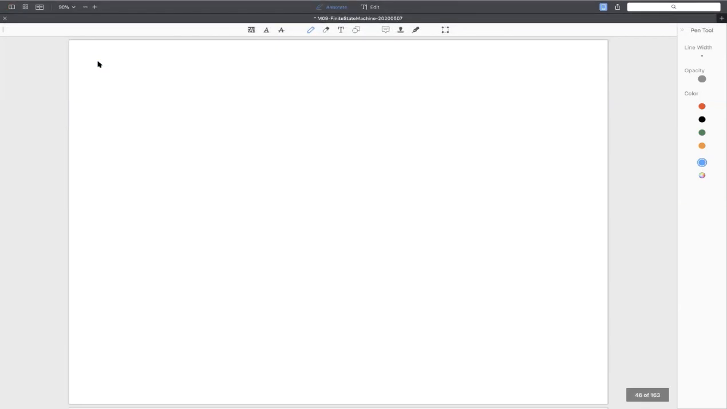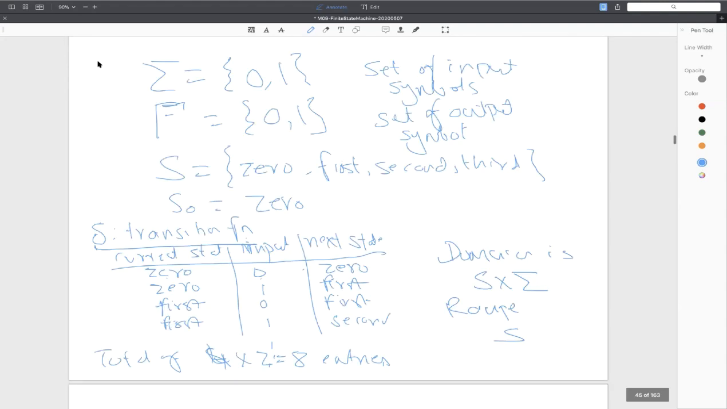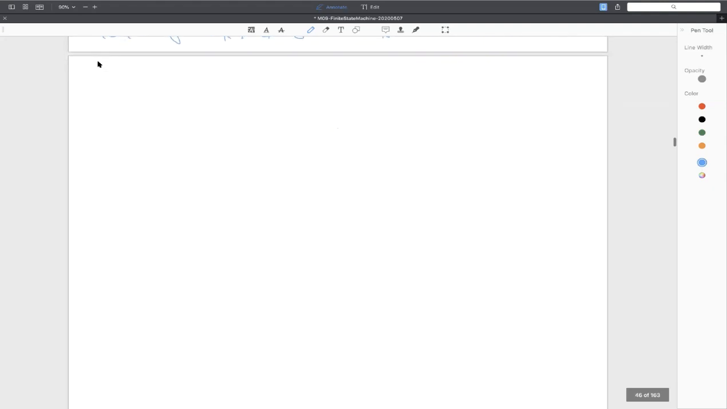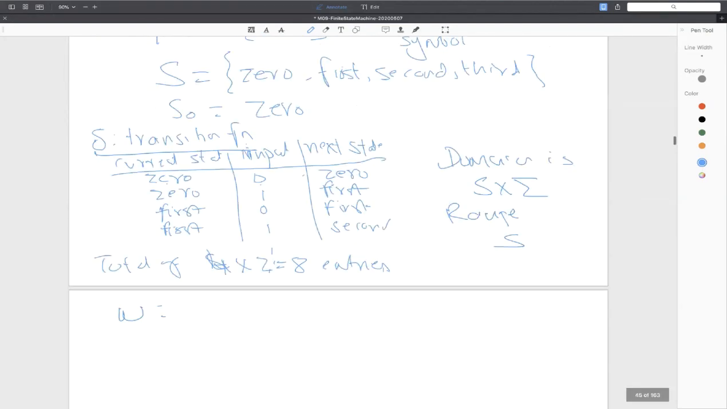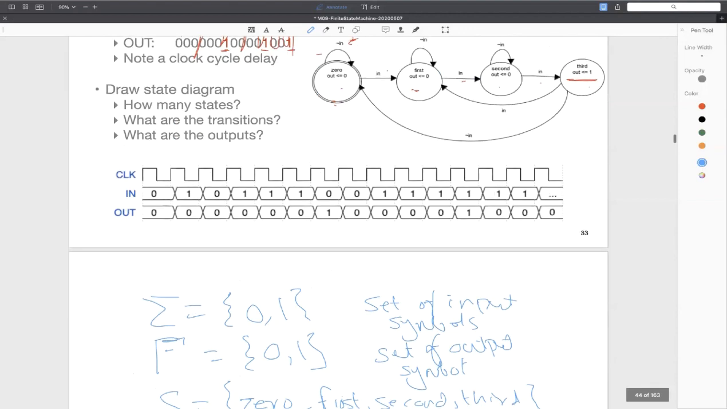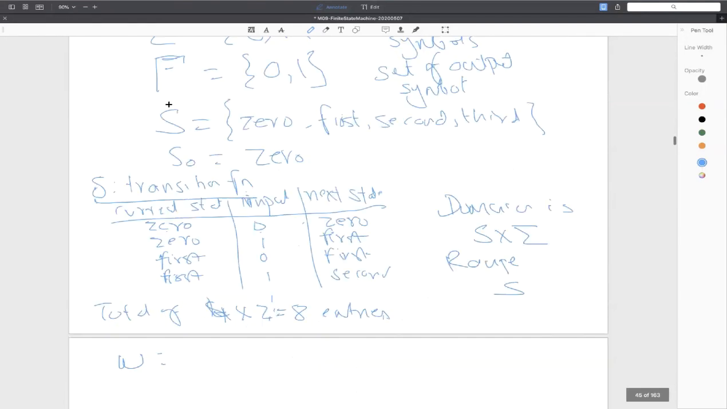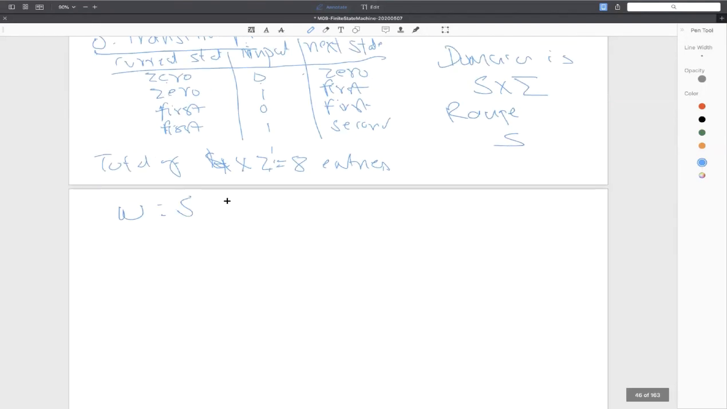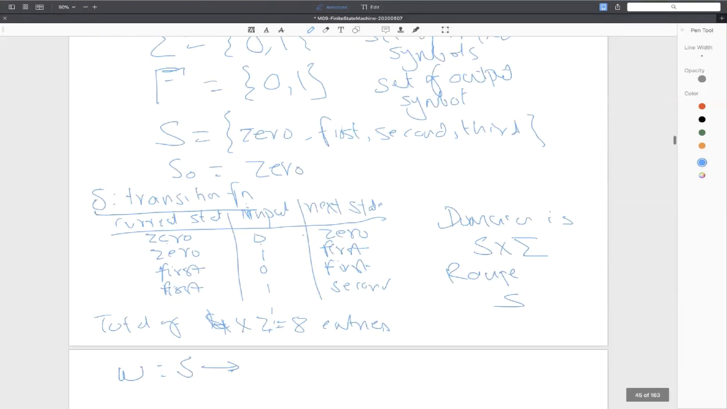You mean omega? Oh yeah, sorry, omega. You're right. So the omega function maps, depending upon Mealy or Moore. In our case, this machine is actually a Moore machine. So it maps S to what am I calling the output set?